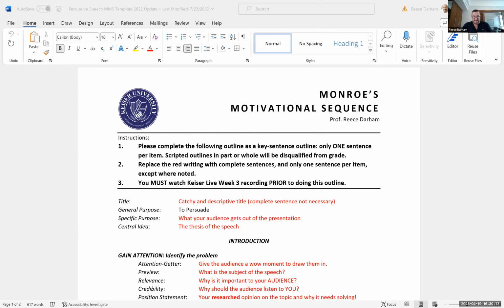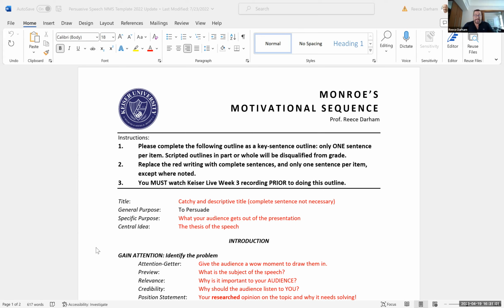For every one of these in red writing, I want you to replace that with a grammatically correct sentence. Only one. If you can count to 1, then you should be good with this. Only one sentence. If you write more than that, you start getting into the realm of scripting. And I don't want you to script, because when you script, very often new speakers will try to memorize those lines or become so reliant on them that because of their nervousness, they end up reading them. So please, no more than one grammatically correct sentence per item, unless otherwise noted. Replace that red writing.